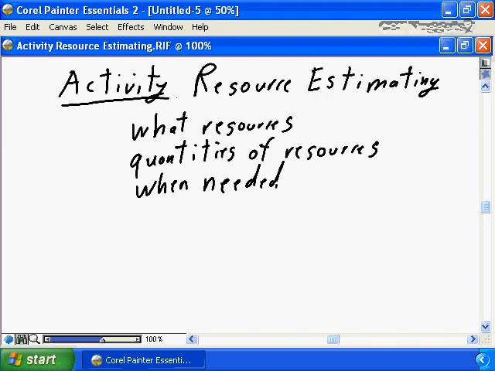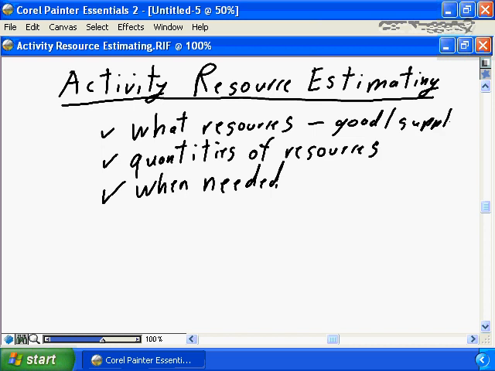The next step in schedule development is activity resource estimating. In other words, understanding what resources, the quantities of the resources, and when the resources are needed. When I think about activity resource estimating, I think of goods, I think of supplies, I think of materials.